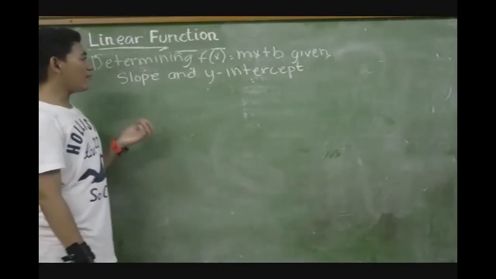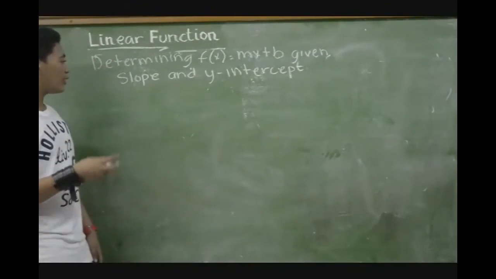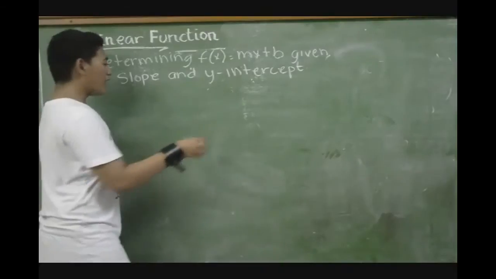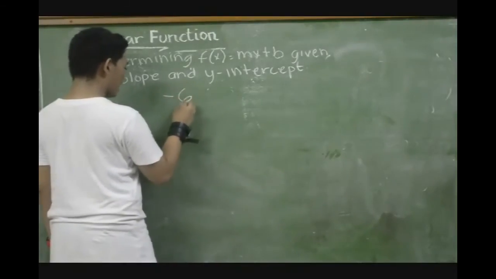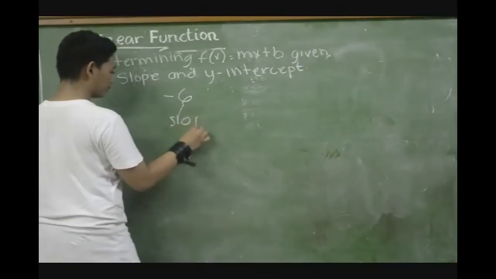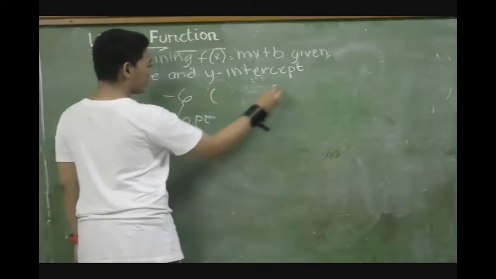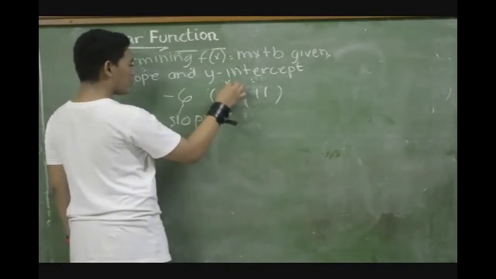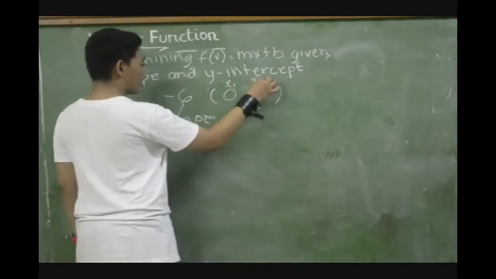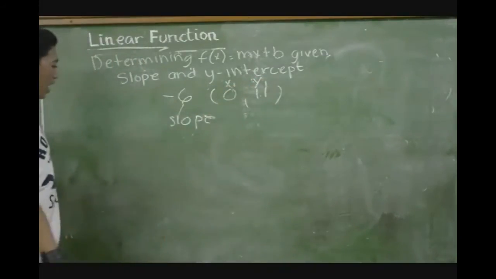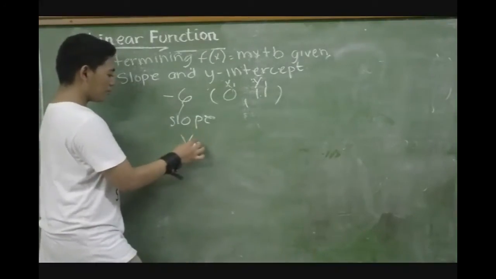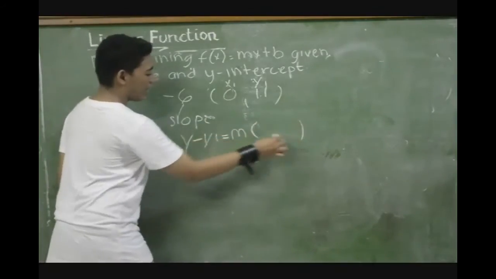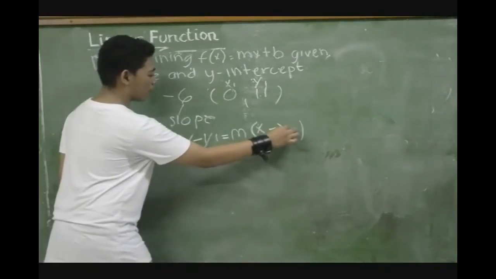To determine f of x given by slope and y-intercept, first I write the given numbers. Negative 6x stands for the slope, and the point (0, 11): 0 stands for x sub 1 and 11 stands for y sub 1. I write the equation: y minus y sub 1 is equal to m times the quantity x minus x sub 1.